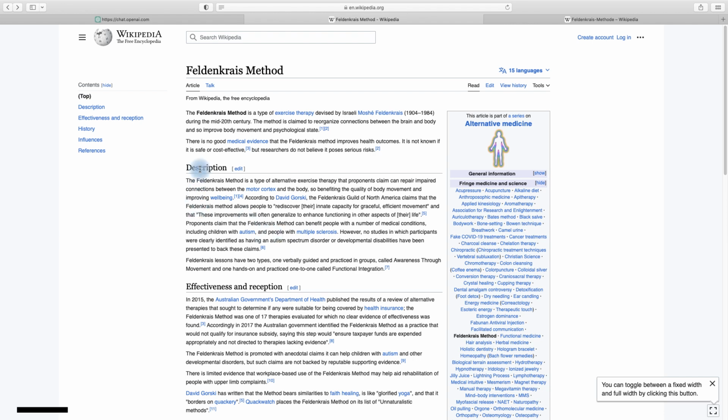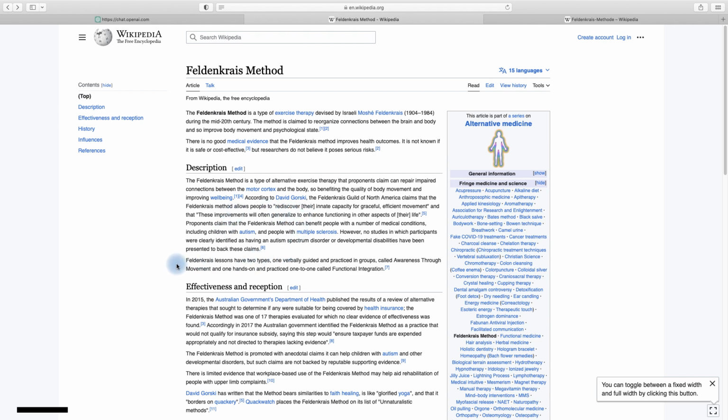So let's go a bit further. The Feldenkrais method is a type of alternative exercise therapy. Again, we've got the word therapy, that proponents claim can repair impaired connections between the motor cortex. So repair is another word that we actually don't like to use in the Feldenkrais method. We actually speak about learning. And the word learning actually doesn't appear here. So again, not very well articulated, let's say.